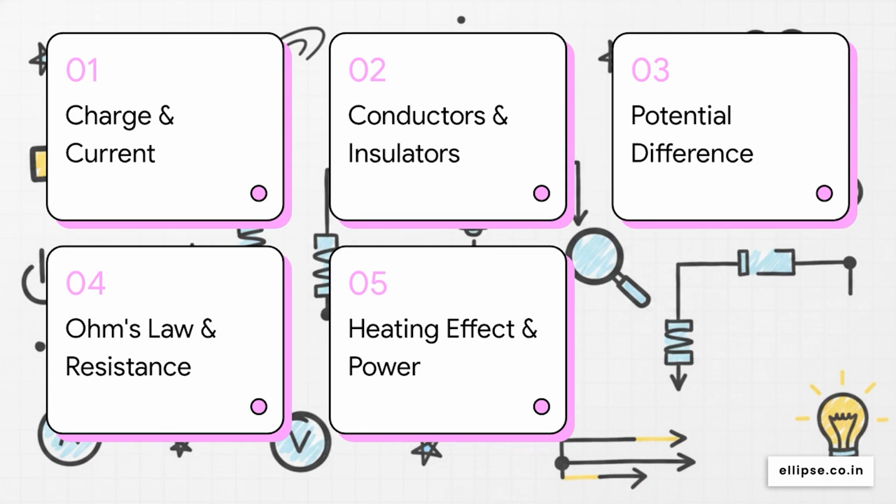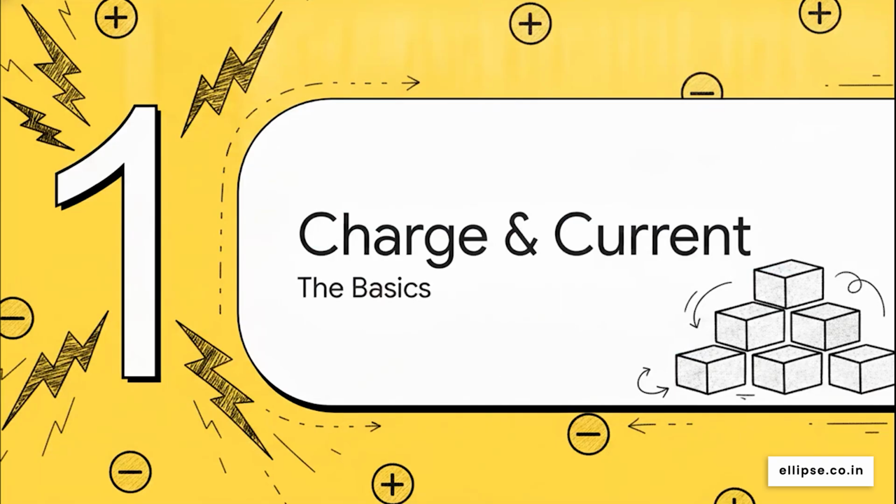Well, to answer that, here's our roadmap for today. We're going to cover electric charge and current, conductors and insulators, electric potential difference, Ohm's law and resistance, and finally, heating effect and power. We're starting micro and building all the way up to the real world. All right, section 1. Let's look at our very first building block, electric charge and current.